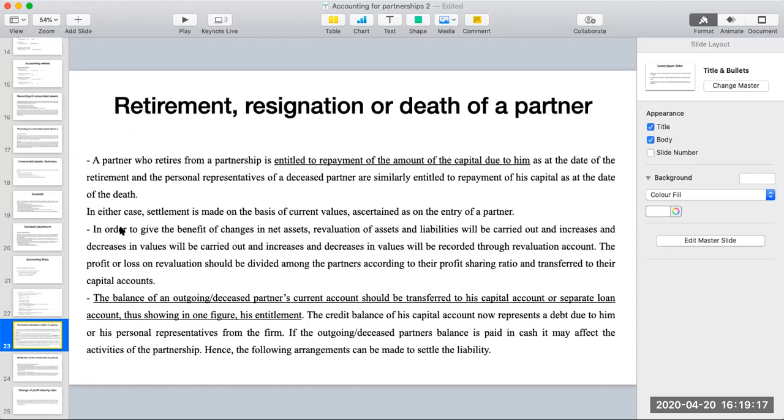Now we'll see another area, that is when a partner retires, resigns, or dies. If a partner resigns, retires, or dies, does that mean all the interests he had towards the partnership are going to cease? No. The partner is entitled to the repayment of the amount of capital due to him. Therefore, all the amounts that are due to him have to be paid.